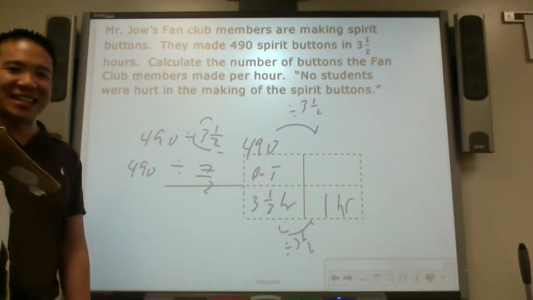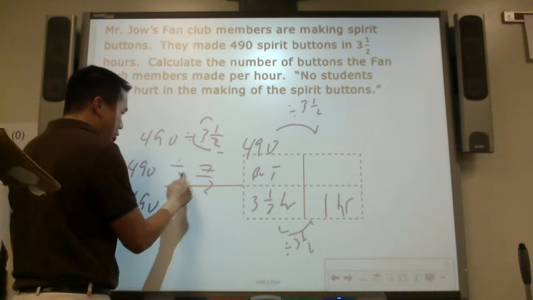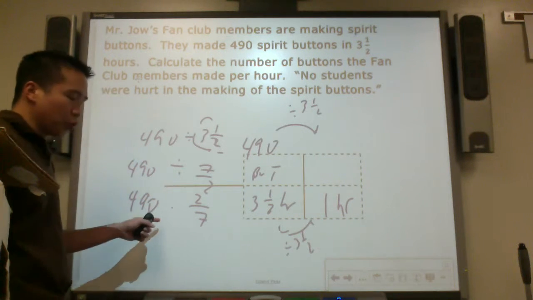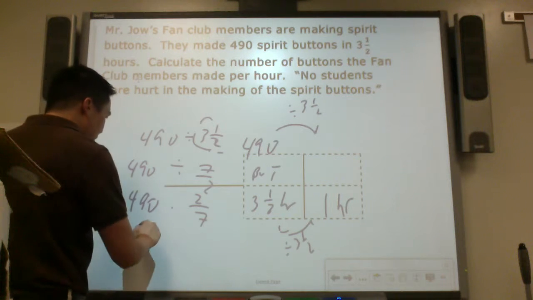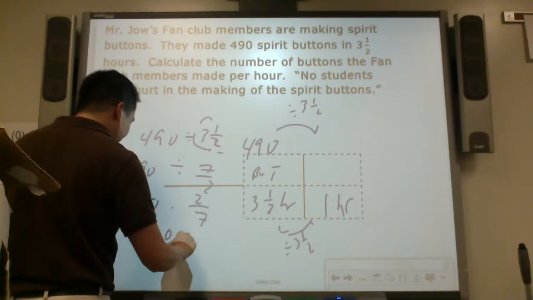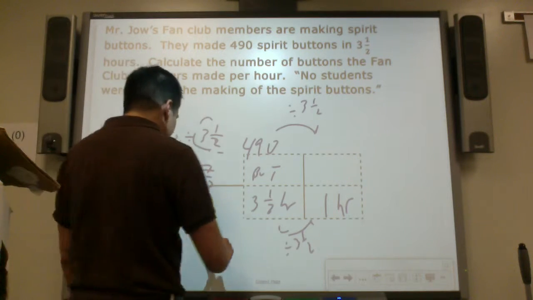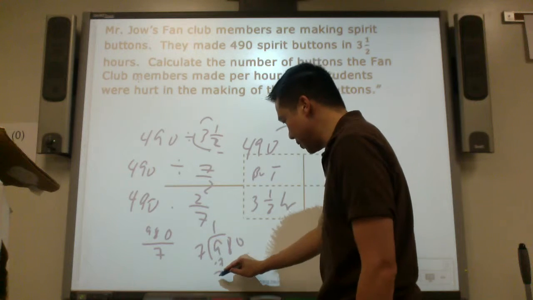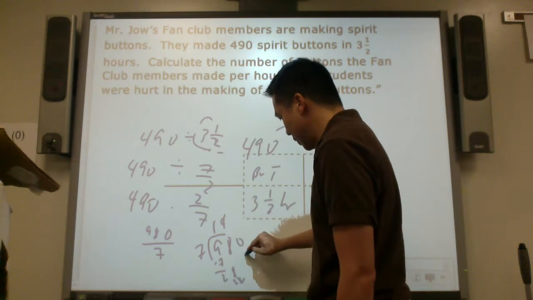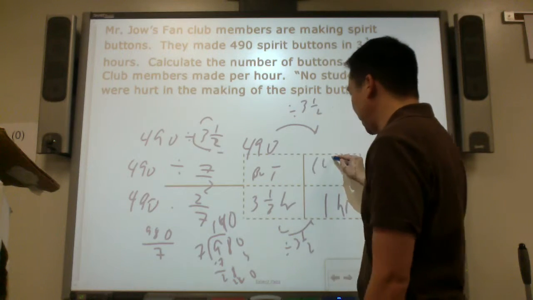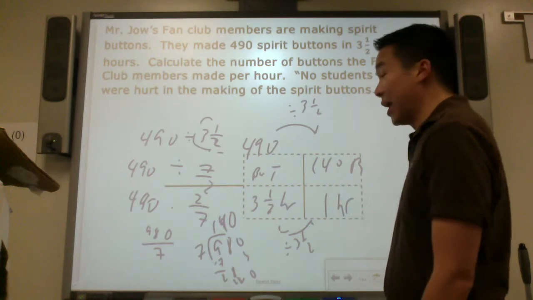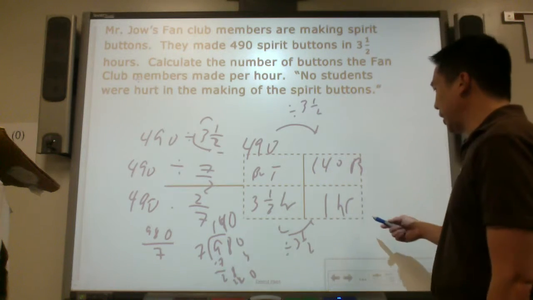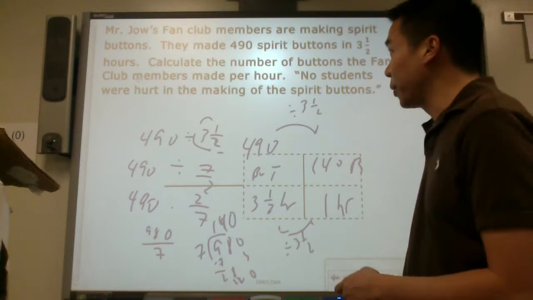How can I rewrite this as a multiplicative expression? I do the reciprocal of this, or keep, change, flip. So what's 490 groups of 2 sevenths? That would be 980 over 7. If you divide this, I hope it goes in evenly because you can't really make partial buttons. Perfect. 140 buttons in 1 hour. So every hour they make 140 buttons. In 2 hours they make 280 buttons. In 3 hours, 140 plus 140 plus 140.